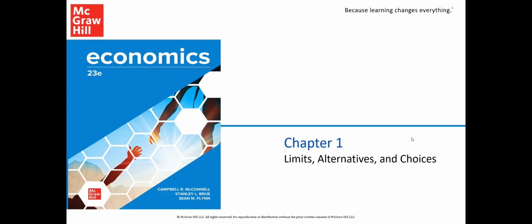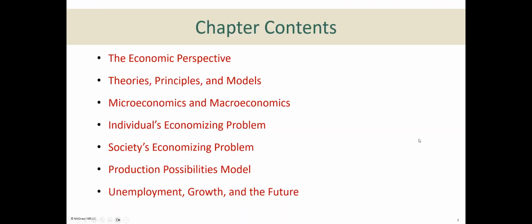So chapter 1 is about understanding the basic principles of economics and understanding what economics is about. So we will briefly talk about economic perspective, theories, principles and models. We talk about the difference between microeconomics and macroeconomics. Then we talk about individuals' economizing problem, society's economizing problem. We talk about the production possibilities model, and then we explain unemployment, growth and the future using the production possibilities model.